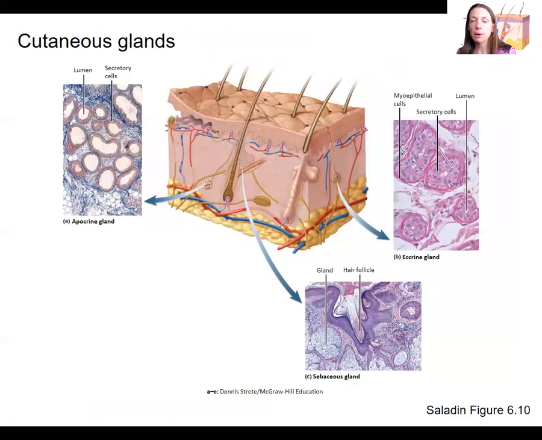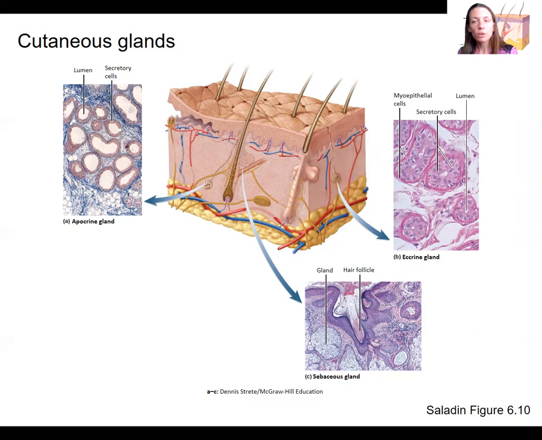These are the three that I talked about in the previous lecture. I'm not going to go over them again right now, but just remember these three that we talked about. And I want to talk about the mechanisms they use to secrete. It's going to get a little confusing because one of these is poorly named.